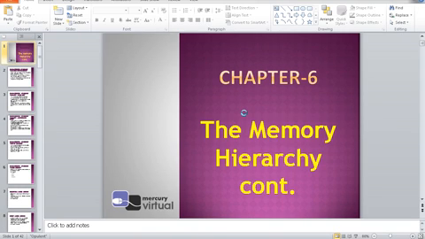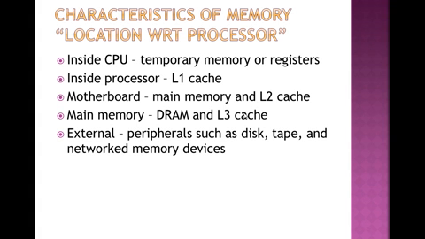So we started with the memory hierarchy concept, or rather the memory hierarchy continued. This says characteristics of memory location with respect to the processor. First of all, we will study what the location is with respect to the processor, and what is stored in the processor. There are 5 parts in this. The first is inside the CPU. That is, the memory location with respect to the processor is inside the CPU.